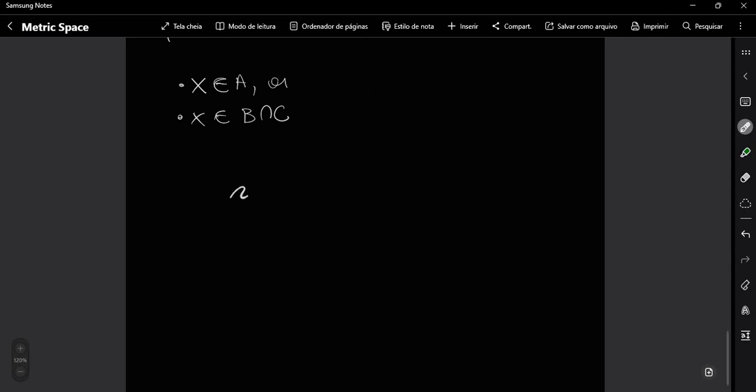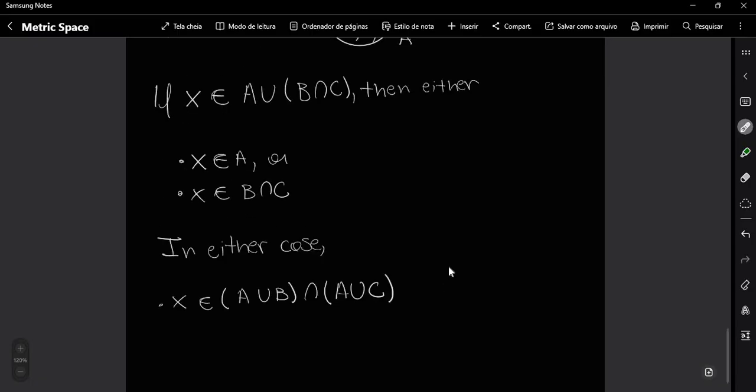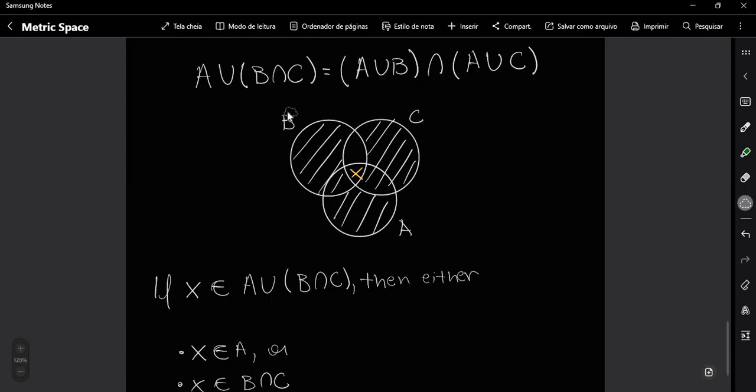Okay, and it keeps going saying that in either case, x belongs to a union between the sets A and B in an intersection with the union between the sets A and C. Well, this is more complex to verify, but we can give it a try.